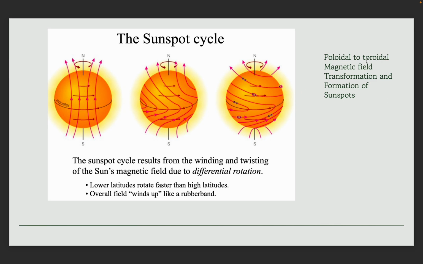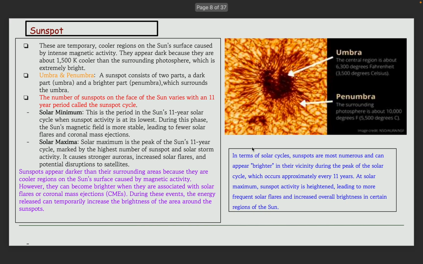This transformation from poloidal to toroidal magnetic field, and from toroidal back to poloidal magnetic field, is the main cause of the sunspot solar cycle.